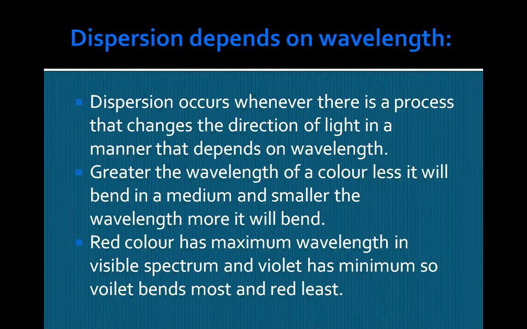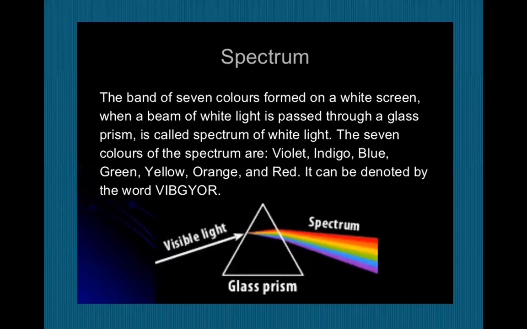And remember, students, that red color has the maximum wavelength in the visible spectrum, and violet has the minimum. So violet bends the most and red the least. If you see this simple diagram of a spectrum formed by white light, red bends the least because it has the maximum wavelength, but violet bends the most because it has the minimum wavelength. So what is a spectrum?